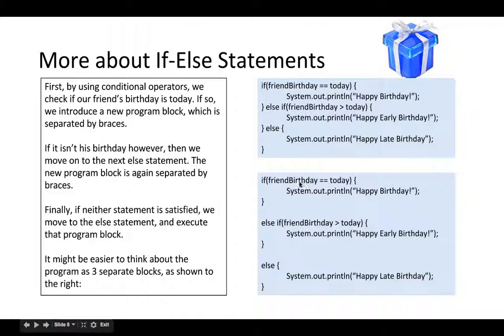Here, it's the exact same thing. So we have one code block determining if the friend's birthday is today, one code block determining if the friend's birthday is after today, and one that is the default, that if none of the previous ones are true, then we're going to go to the else statement.